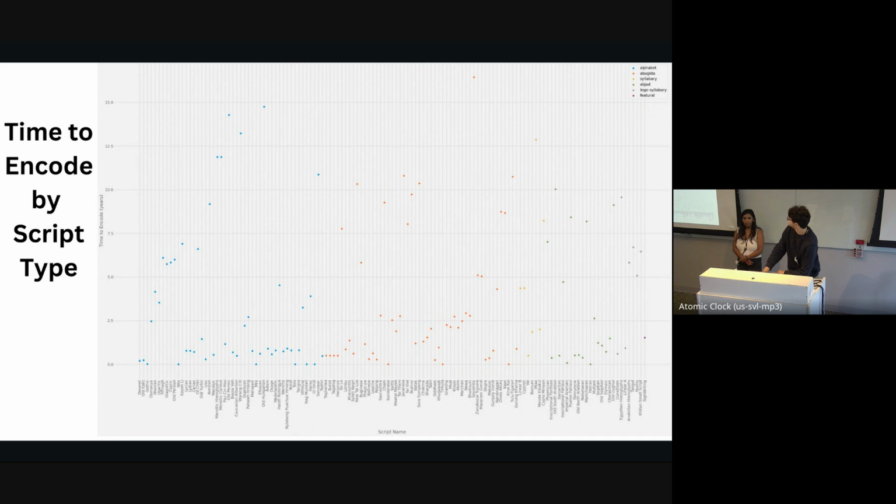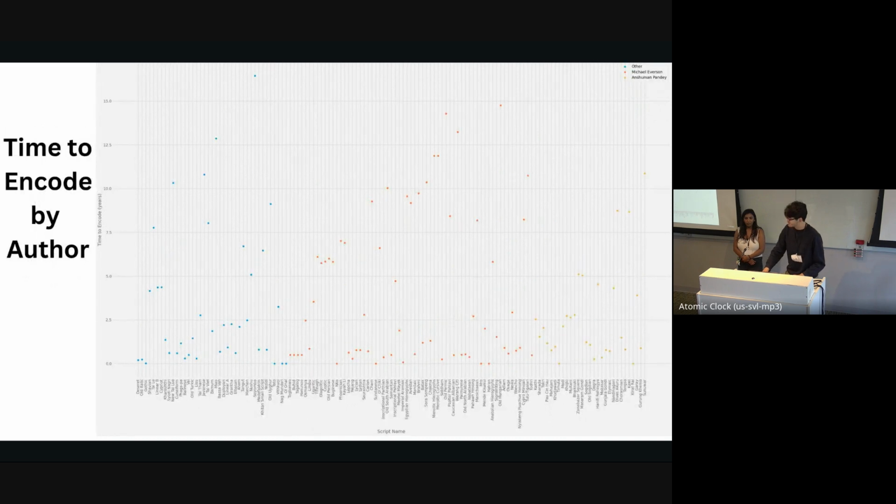Past that, we didn't see any patterns for script type either, like alphabet, abugida, and so on. There wasn't any significant trend on its own, like it took longer to encode because it was X script type or Y script type. As well as for author, we split it up into Michael's the red dots, Anshu's the yellow ones, and then everyone else is the blue dots.